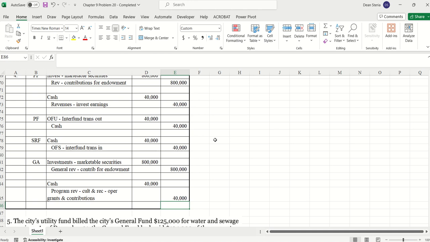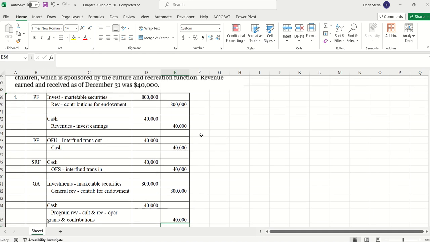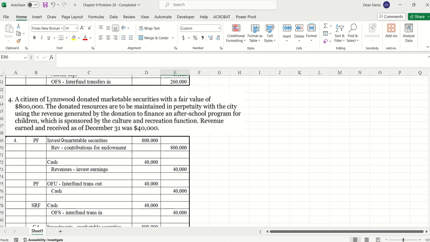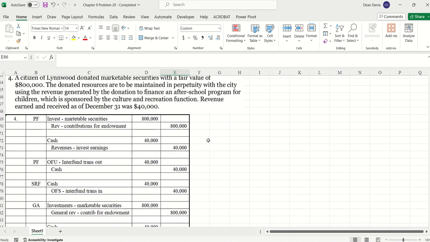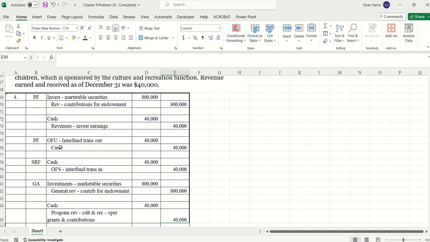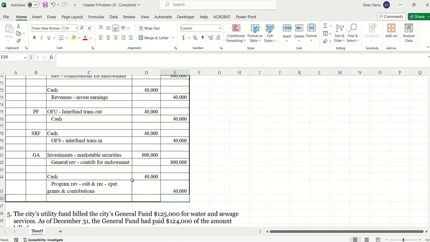Again, don't panic on these, just think it through. Okay, like right here, we need the money to go to the special revenue fund, right? And so we transfer the cash out to the special revenue fund. Okay?